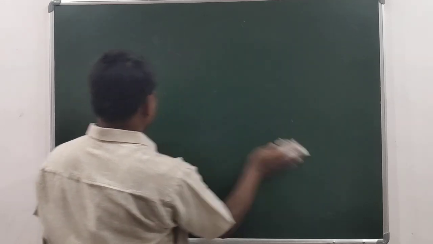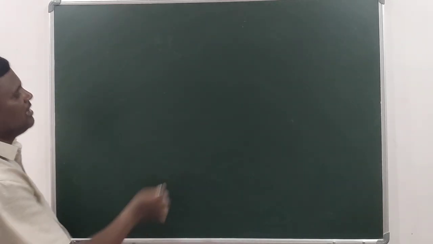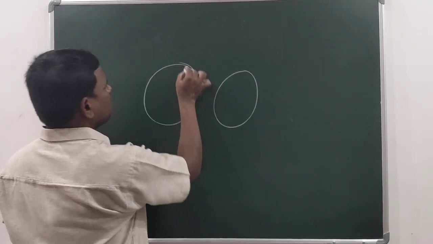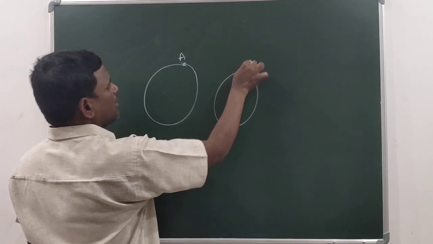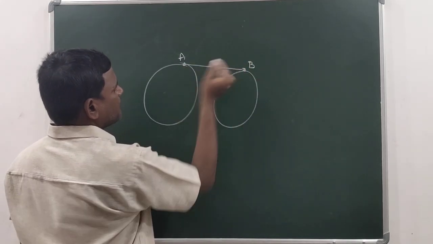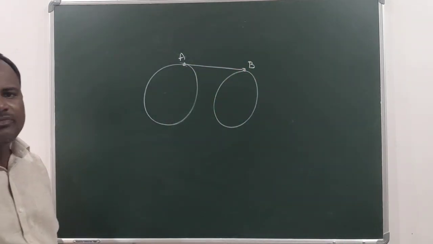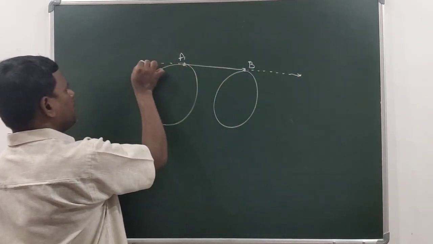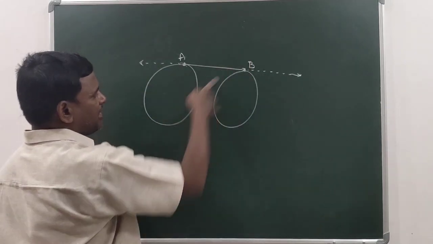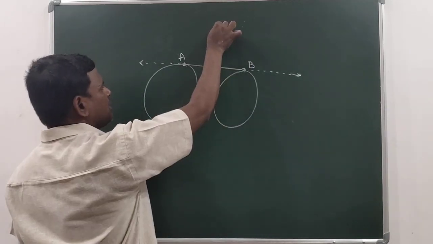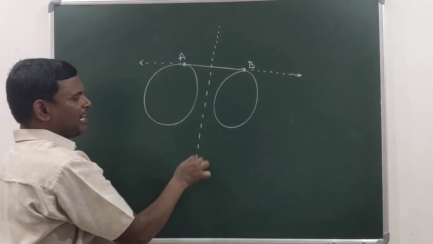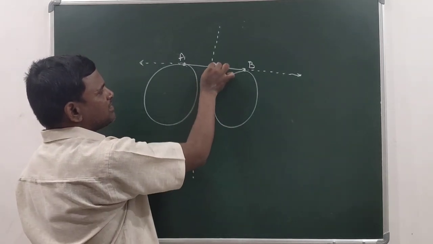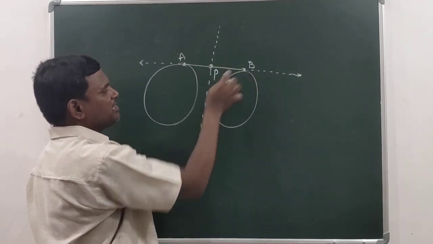And see students, one more point from this radical axis. See here, two circles are there. Now connect this A and B. Then AB will be called the common tangent. You know this. Either it may be a direct common tangent or you can take a transverse common tangent. So for these two circles, this is called what? Radical axis. Okay. So this radical axis bisects this common tangent.